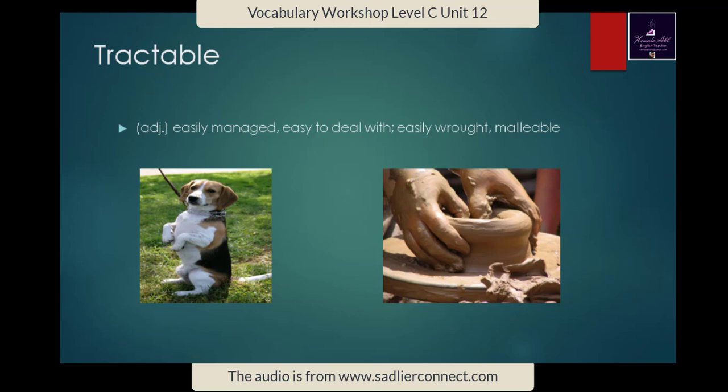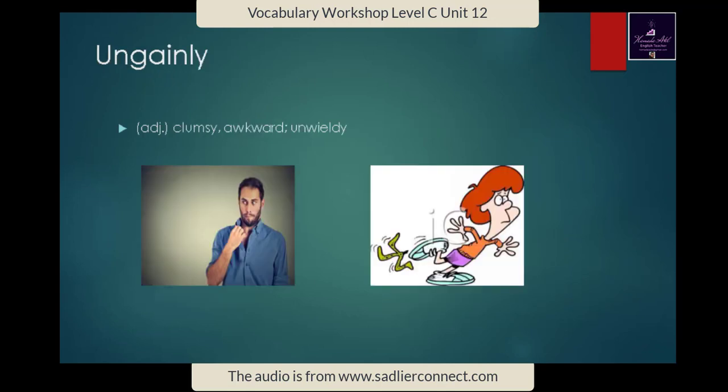Word 19 is ungainly. Ungainly. Ungainly is an adjective meaning clumsy, awkward, or unwieldy. During adolescence, many youngsters are painfully shy and ungainly. Or, movers may struggle to get an ungainly sofa up a narrow staircase.